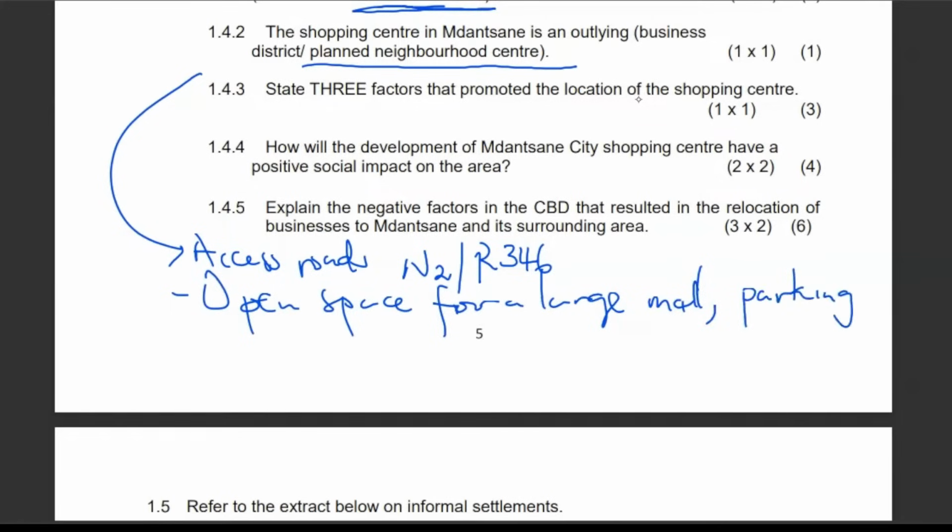Remember, in the CBD, one of the major push factors is limited parking space. Because of congestion, there is limited space for parking as customers go to do their business. But in the outlying business district or in these planned neighborhood centers, because there is space, there's also parking space for the customers as they do their business. And also there's space for expansion. If there's need to expand the businesses, there is open space. It's a favoring factor.